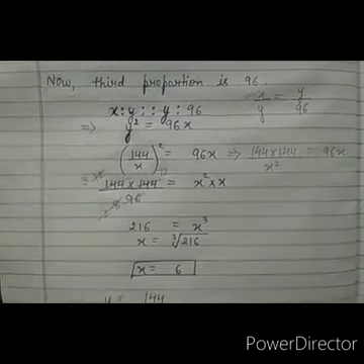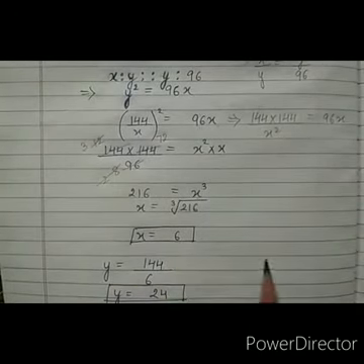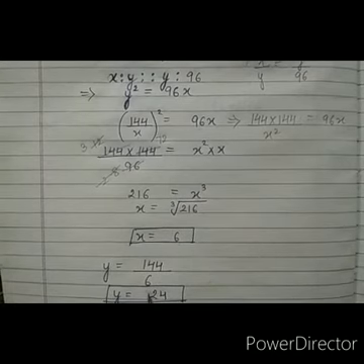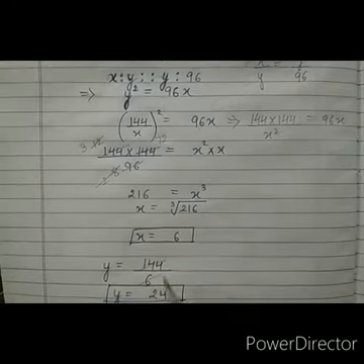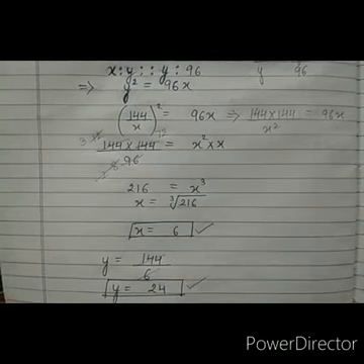Now in order to find the second number, we have the value y is equal to 144 upon x. So put in that value. So 144 upon 6, when we solve it, we get the value of y, which is equal to 24. And these two are our required numbers.